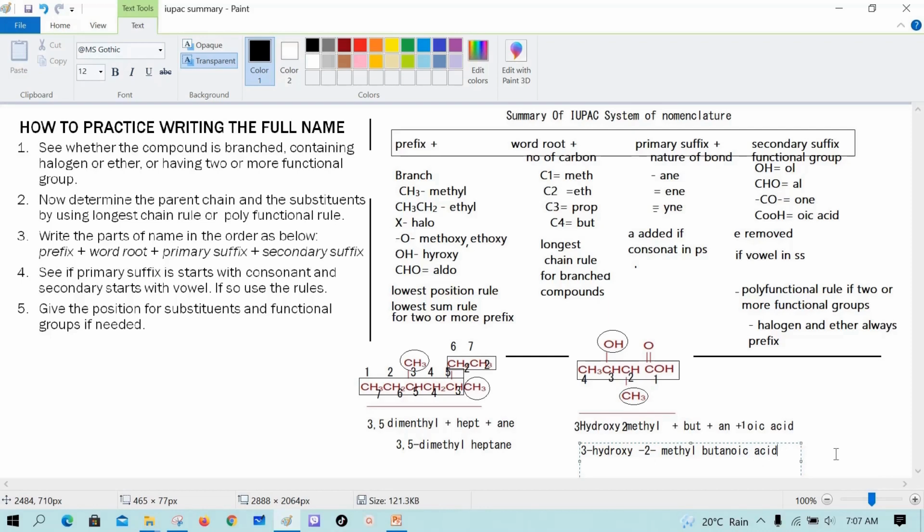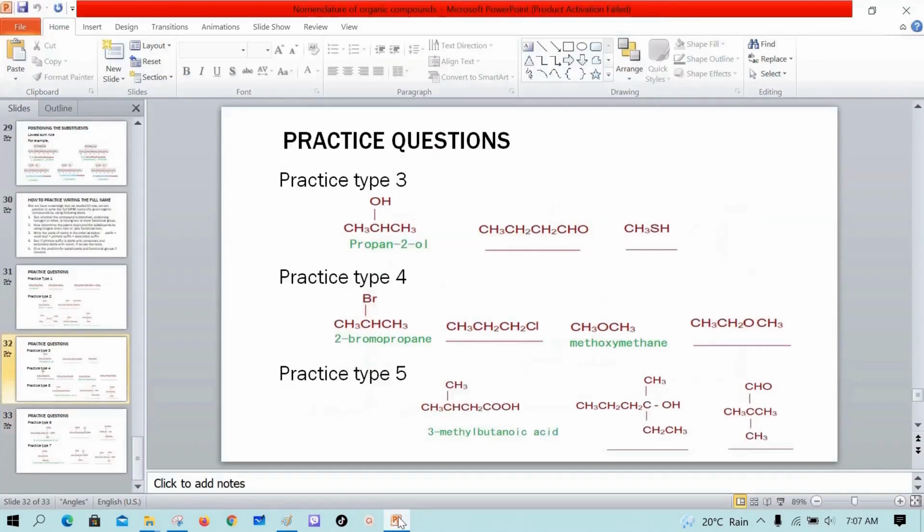Likewise, you can also practice other questions over here. There are many questions categorized in different types, so you can also practice those.